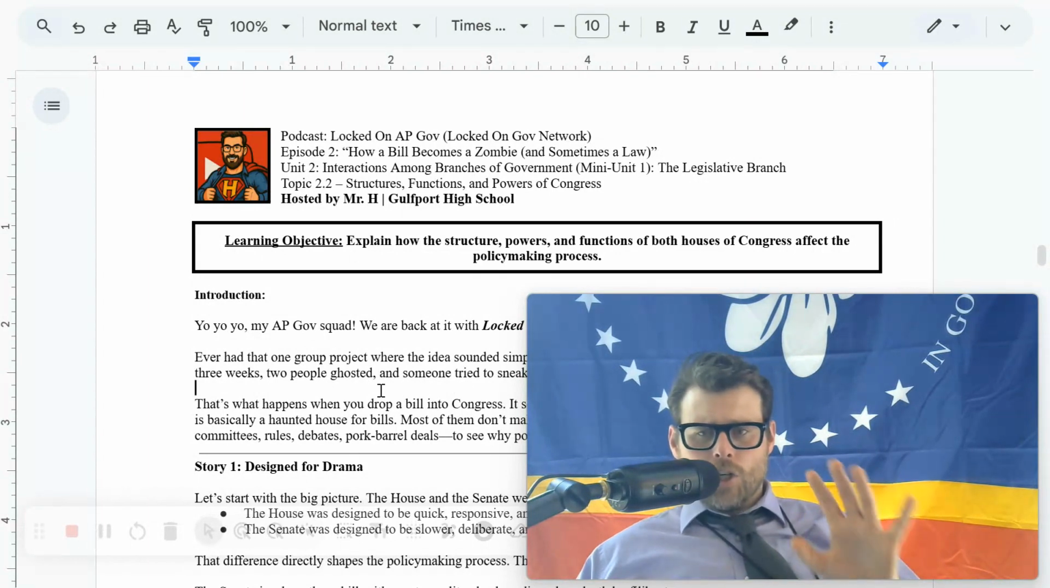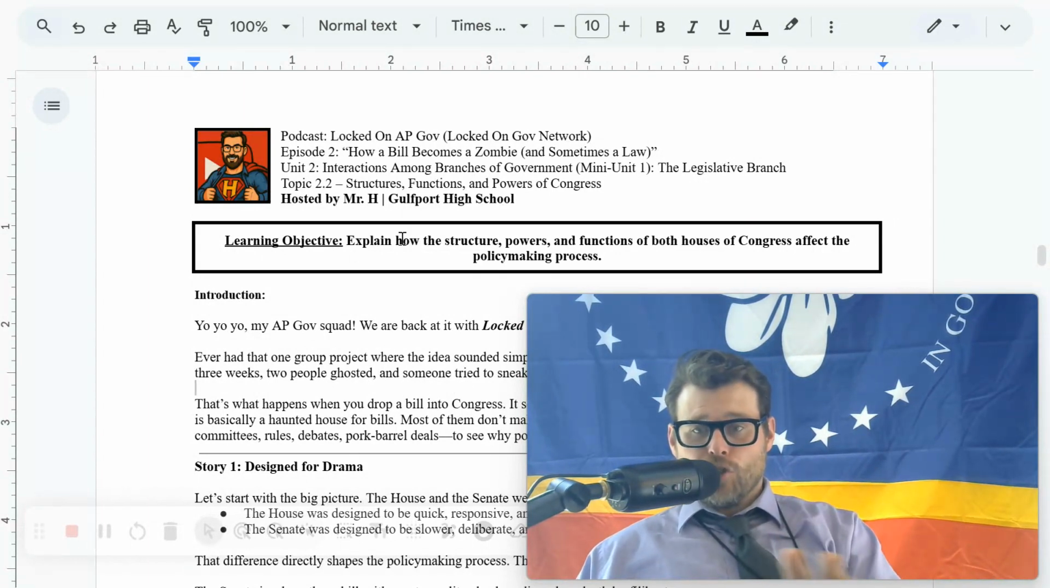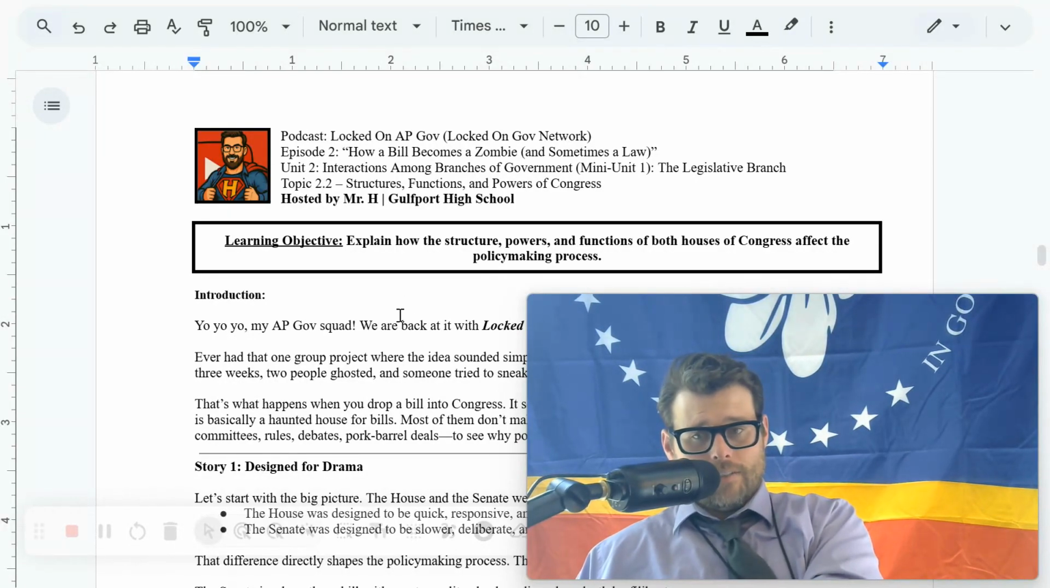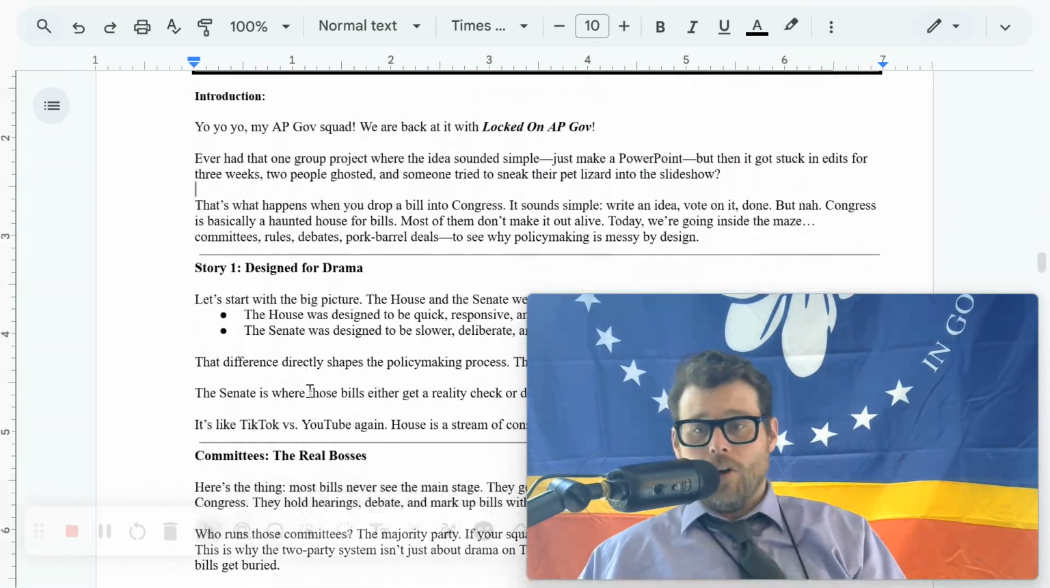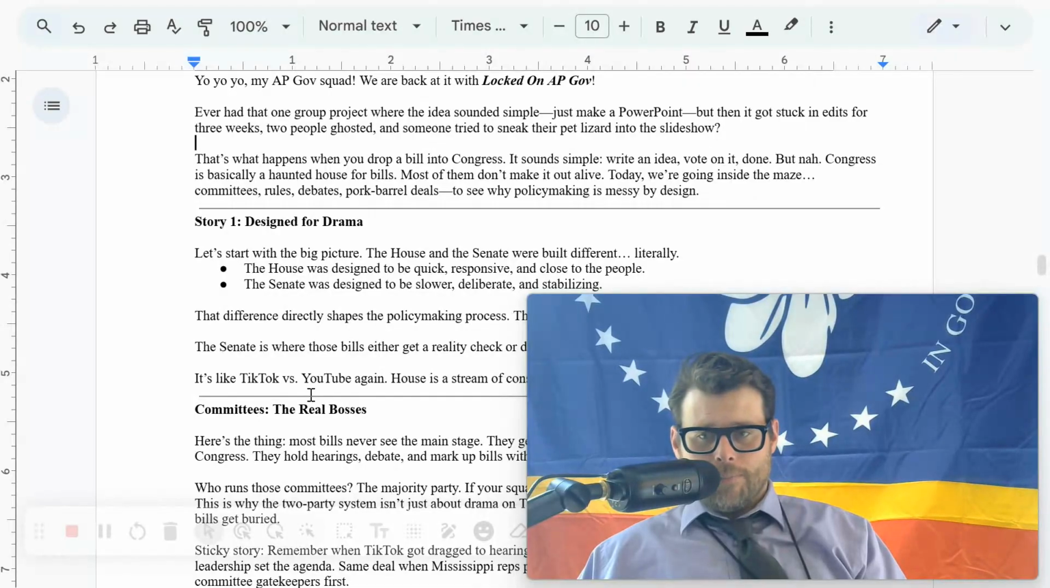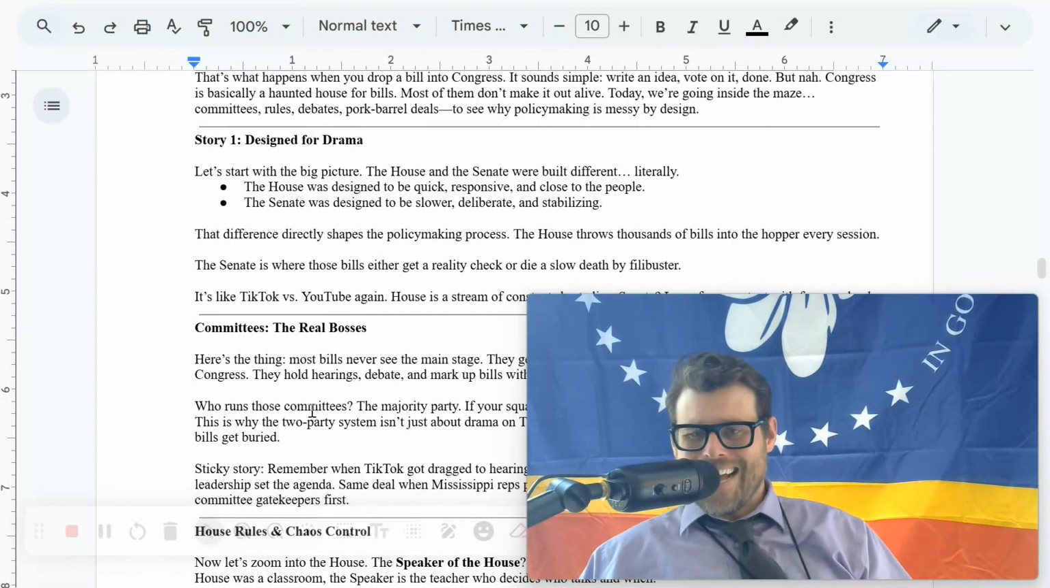All right, so learning objective for today. Explain how the structure, powers, and functions of both the House and Senate of Congress, the bicameral legislature, affect the policy-making process. So we're going in full steam ahead on how a bill becomes a law. And we're doing that this week in our simulations. So let's get it. Story 1, designed for drama.